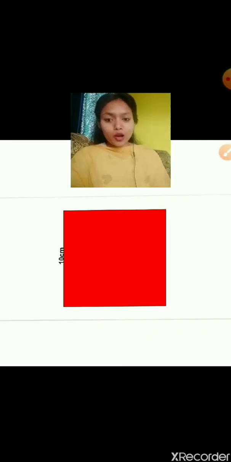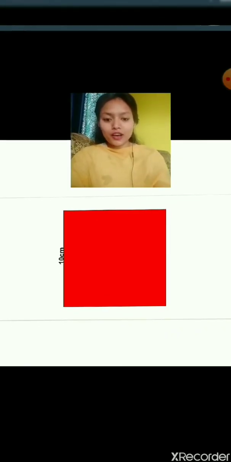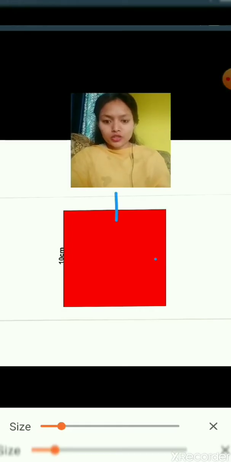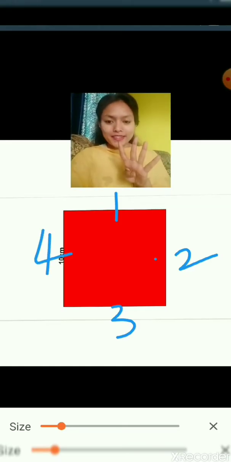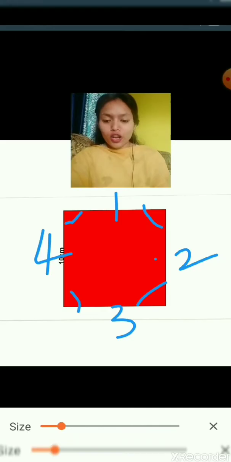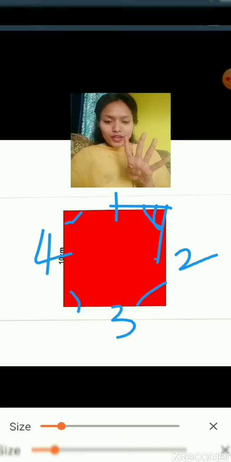And in a square, how many sides are there? There are four sides in a square: 1, 2, 3, and 4. And how many angles are there? 1, 2, 3 and 4. Four angles are there. This we have studied in the previous chapter also, that wherever two line segments or rays meet, it forms an angle. So in a square, 4 angles are there and 4 sides are there.